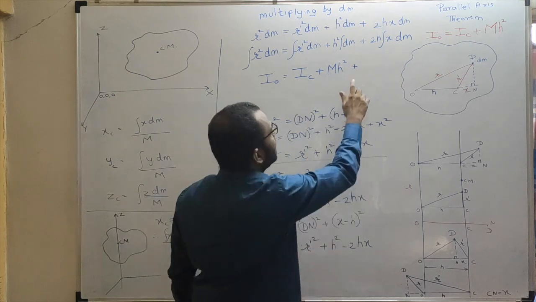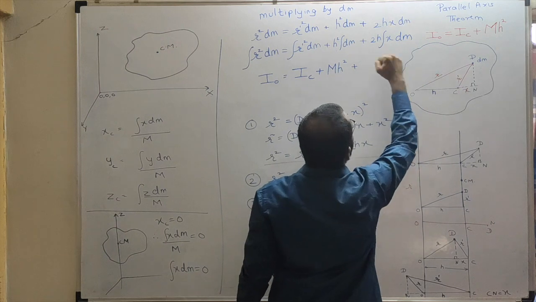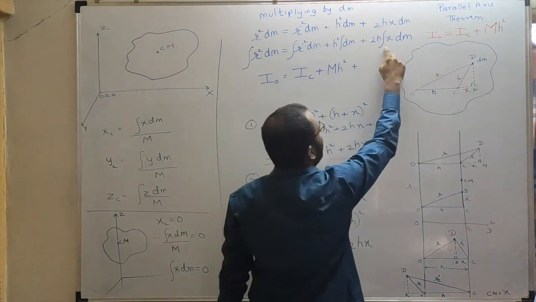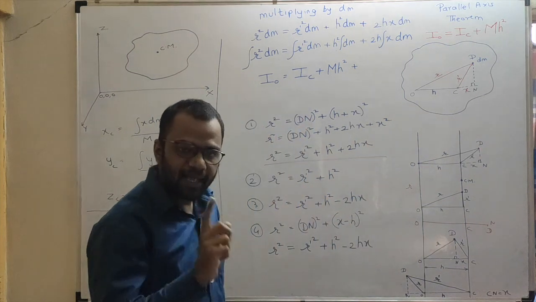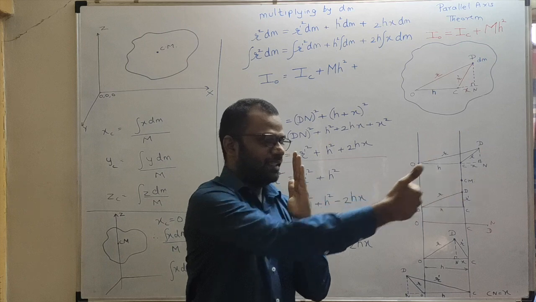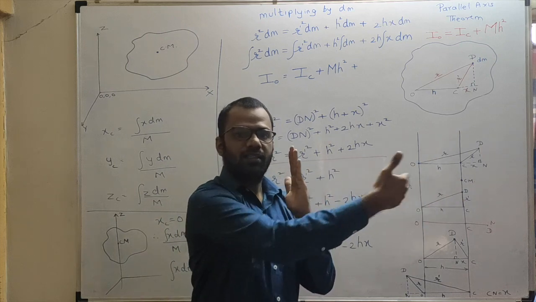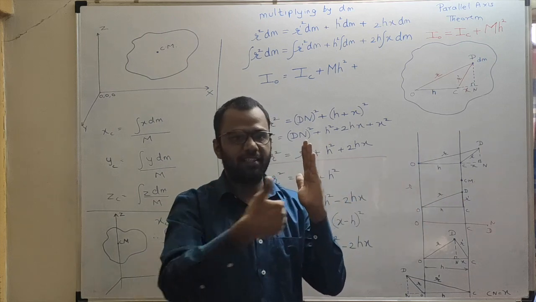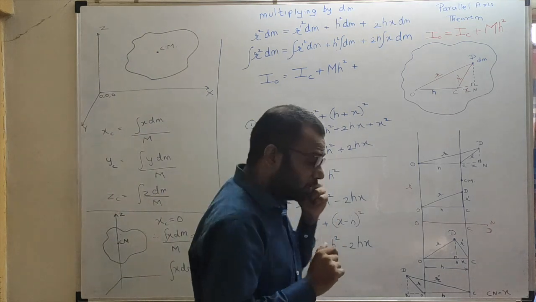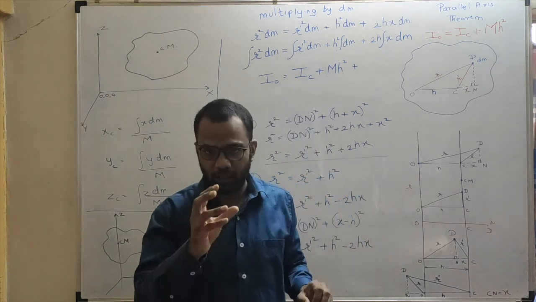Getting this? Now plus, we have to solve this. Basically we need to know what is integration of x dm. Again, x is what? X is the distance from the axis through the center of mass in this direction. These distances are positive, these distances are negative. Now for that you need to know how to calculate center of mass.